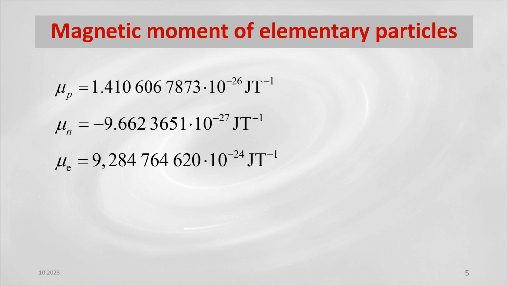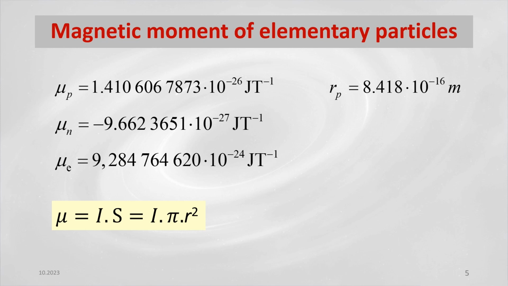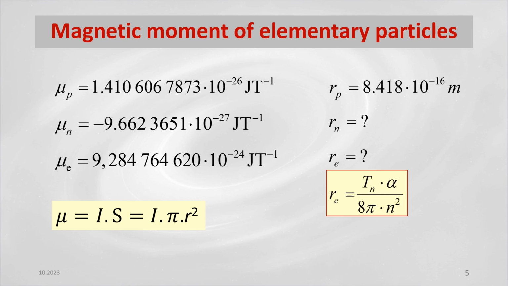To define the magnetic moment, we need to know the radius of these particles. However, only the proton's radius has been experimentally measured. We can assume that the neutron's radius is very close to the proton's. The radius of the binding electron of a particular element can be calculated using the wavelength of the photon from its term, according to the ring theory.